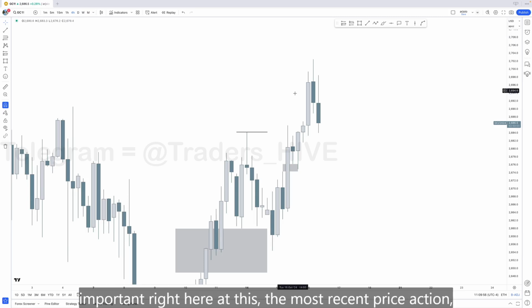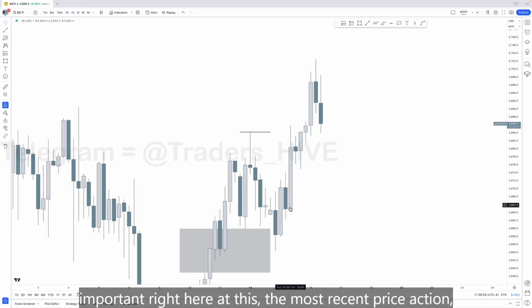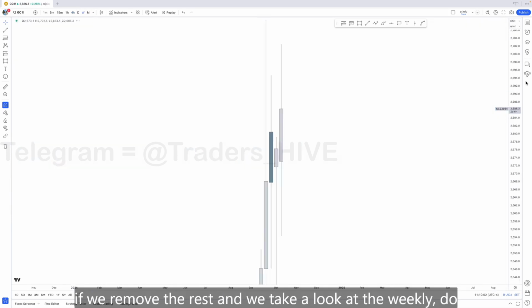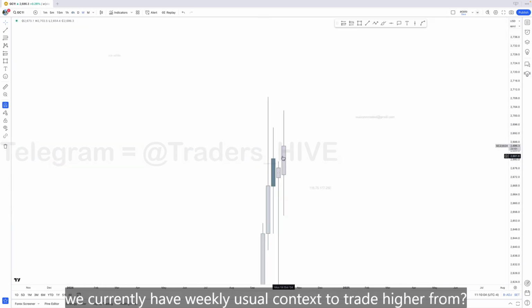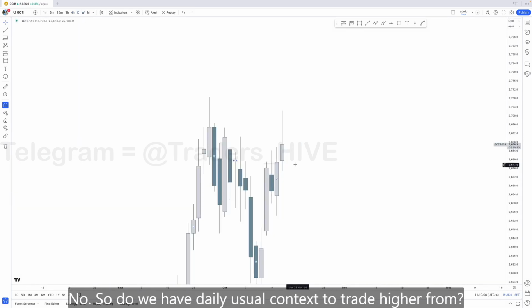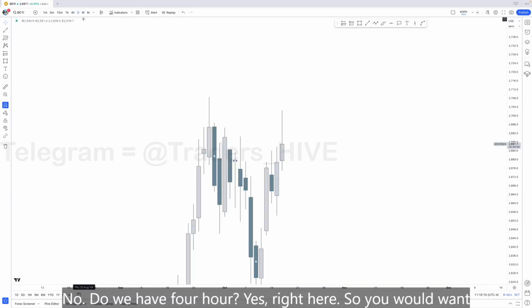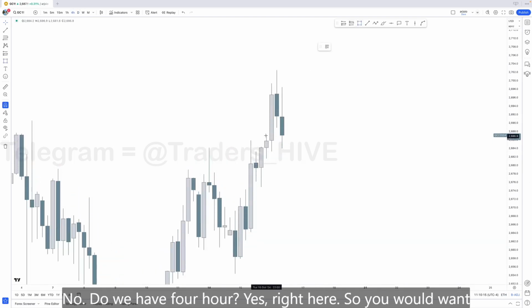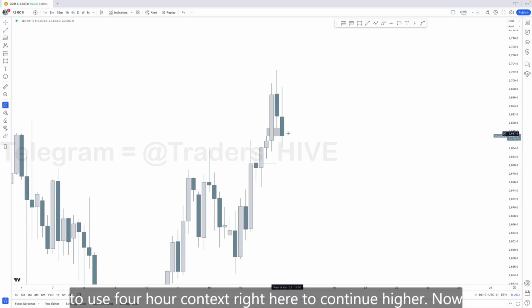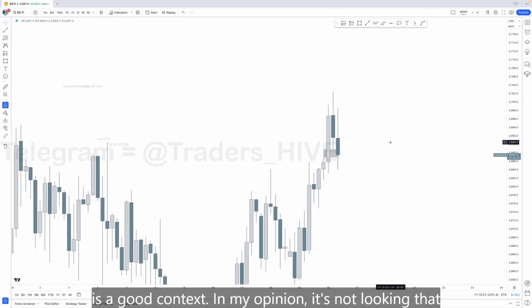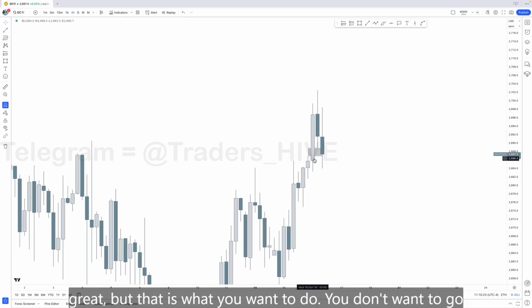So it's important right here at this, the most recent price action, if we remove the rest and we take a look at the weekly, do we currently have weekly usual context to trade higher from? No. So do we have daily usual context to trade higher from? No. Do we have 4 hour? Yes, right here. So you would want to use 4 hour context right here to continue higher. Now, is it good context? In my opinion, it's not looking that great, but that is what you want to do.